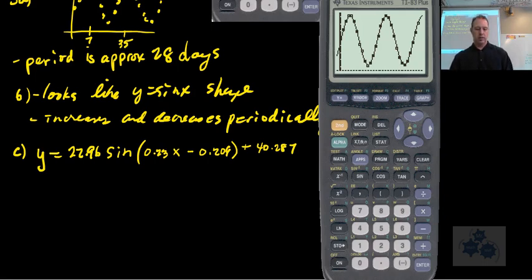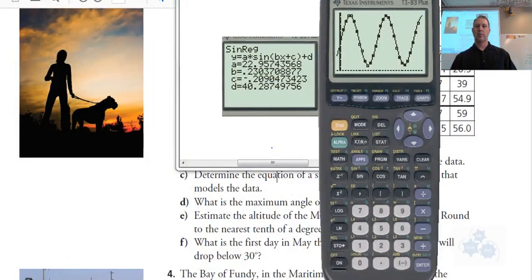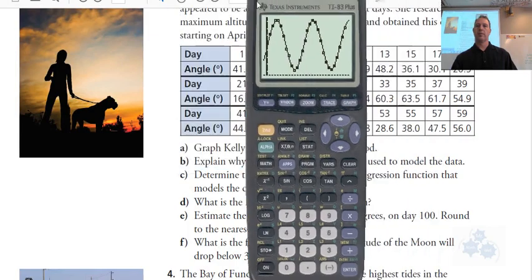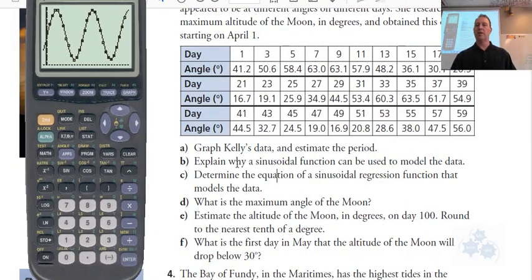Okay. So any questions on that? There's your answer for C. Okay, determine the equation of the sinusoidal regression. So that's what we wrote down. D, what is the maximum angle of the moon? So the maximum angle would be a maximum y point, right?